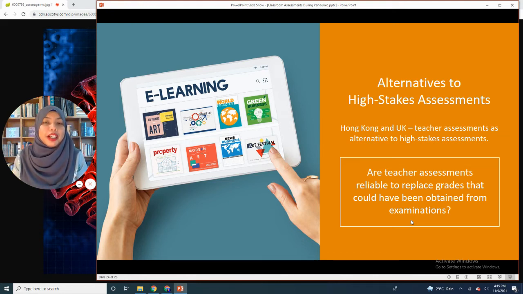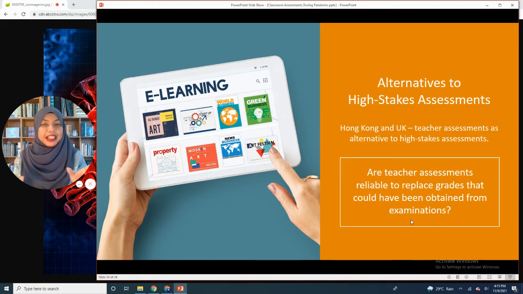In the UK, one of the high stakes assessments is the GCSE, or the General Certificate of Secondary Education. And this GCSE is sort of equivalent to SPM. Because of the pandemic, Ofqual, the body that is accountable for overseeing and implementing GCSE, has decided not to have the GCSE examination, but to use teacher grades instead. So all the classroom assessments that teachers have been doing prior to the pandemic, the grades from these assessments will be used in replacement of the SPM examination, for example.